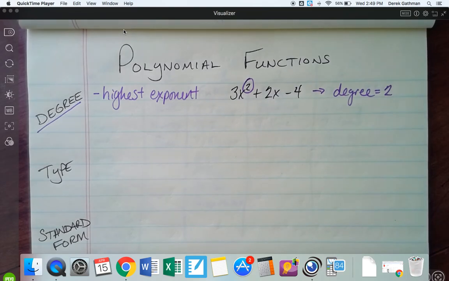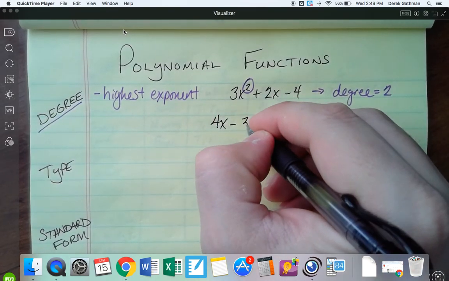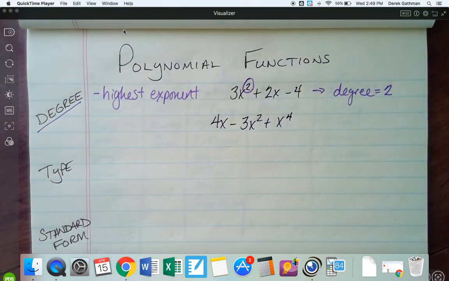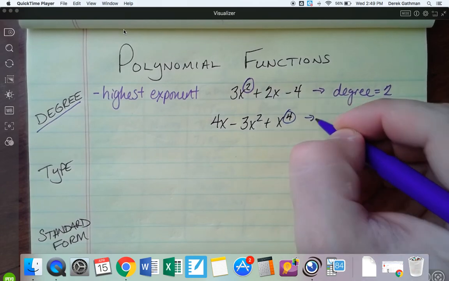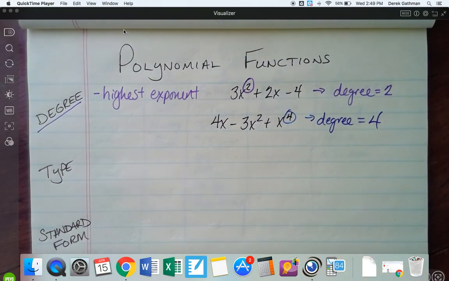Another example, if I had 4x minus 3x squared plus x to the 4th, my highest exponent of that variable x is 4, meaning my degree is 4. It's just your highest exponent. So whatever your highest exponent is in that function, that is your degree.